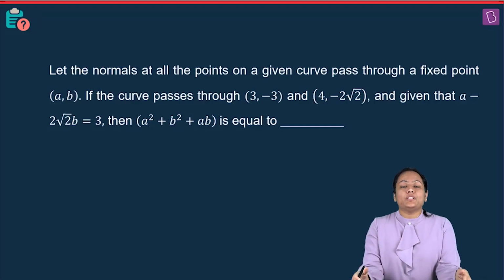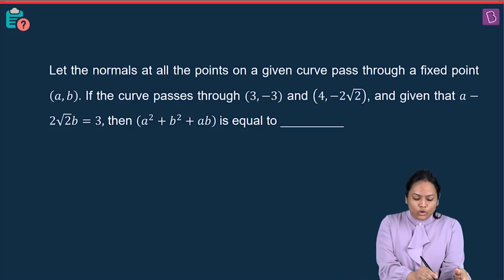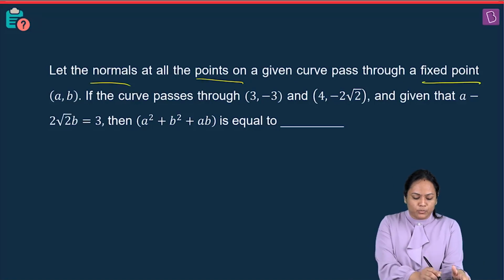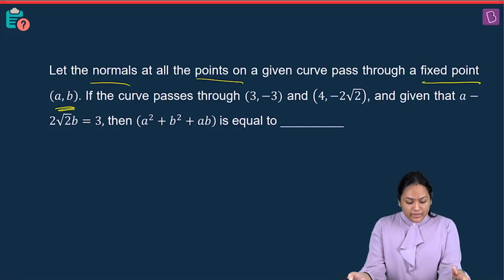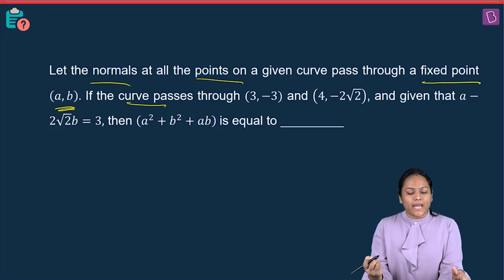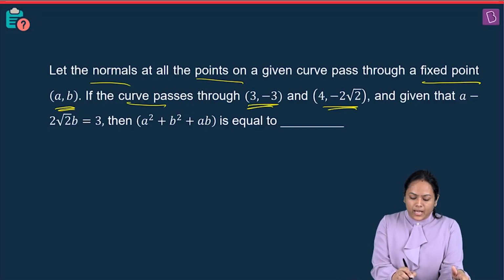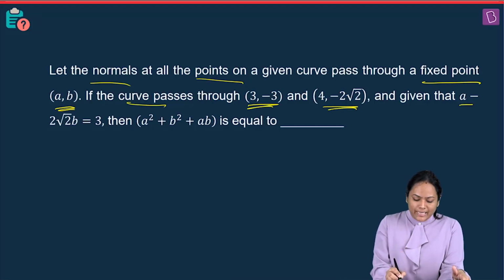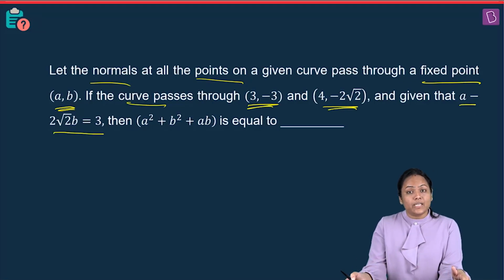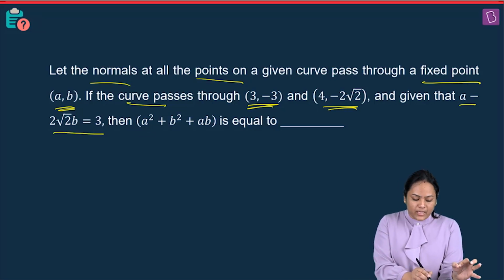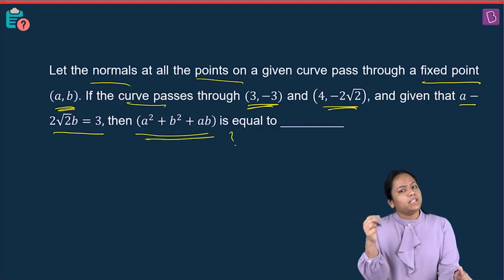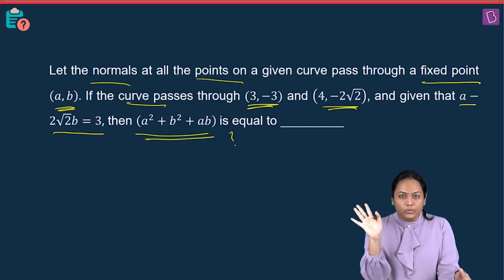Well, the next question is from application of derivatives. The question is saying, let the normal at all points on a given curve pass through a fixed point (a, b). If the curve passes through two more points, (3, minus 3) and (4, minus 2 root 2), and they have mentioned that a minus 2 root 2 b is 3, then what is the value of a square plus b square plus ab? Okay, so that means I have to solve for a and b, right?